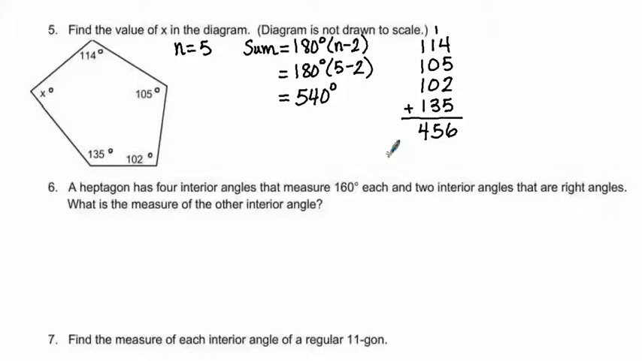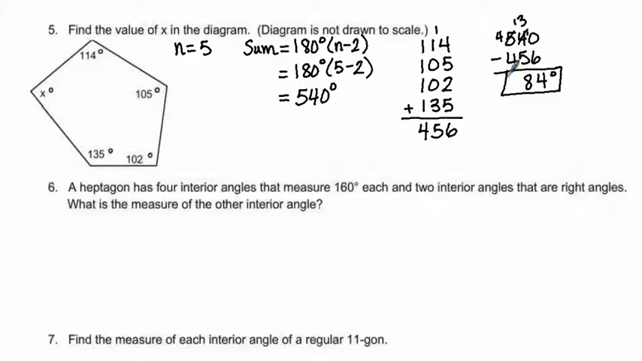So to determine what's left, take 540 and subtract 456. Borrow 4, borrow again, 13 minus 5 is 8. So we get 84 degrees for that final angle. And there again, you can double check yourself. Add all 5 measurements together and make sure that they total 540 degrees.